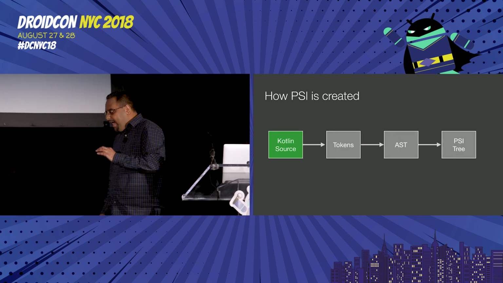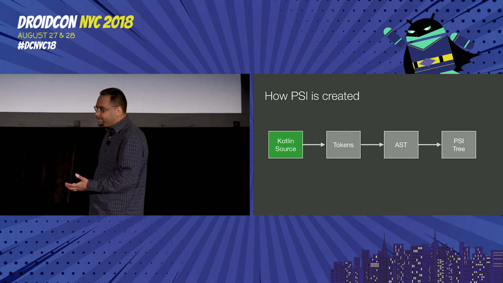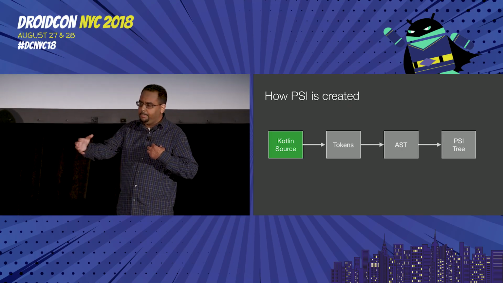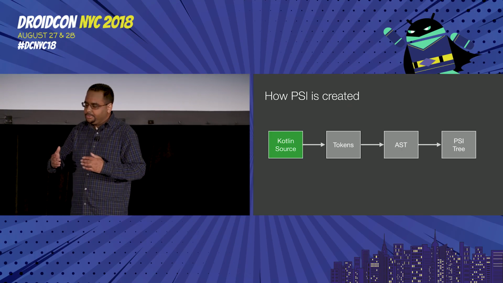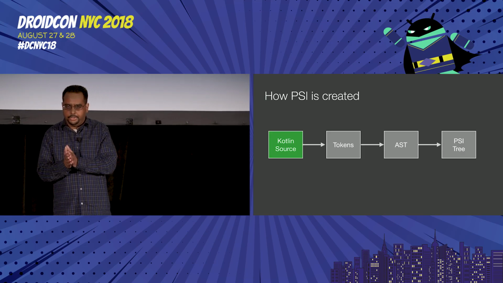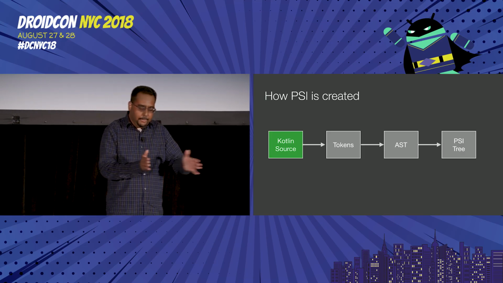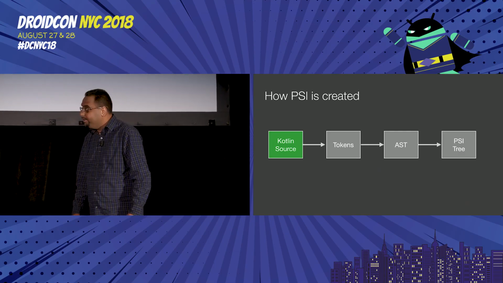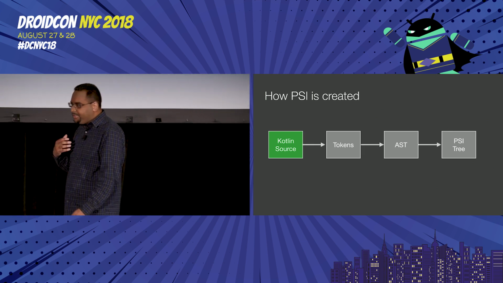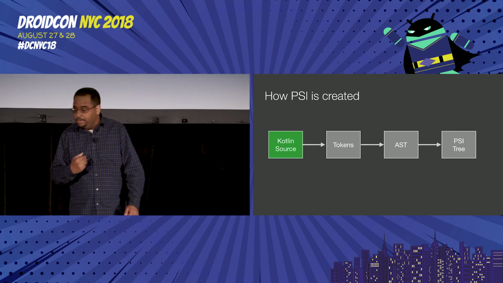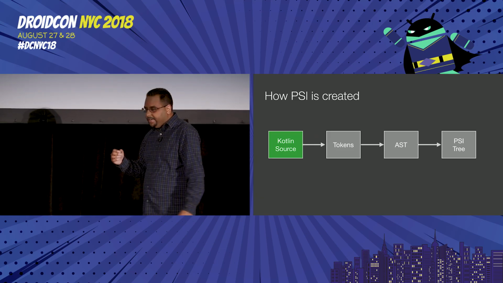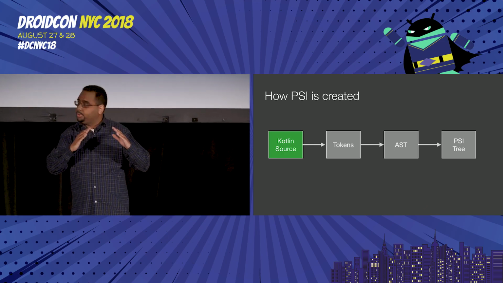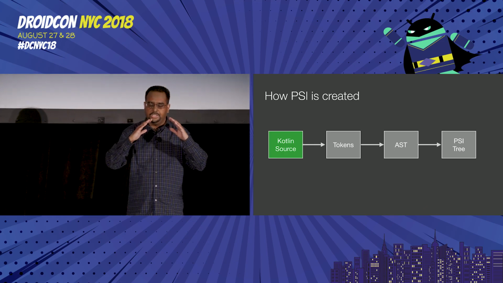Now let's look at how this tree is created by the compiler internally. When I give my source code to the Kotlin compiler, what happens? Many things happen. In addition to creating the bytecode, which happens at the end, there are many things that happen between the time that I give my source code and the time that bytecode gets generated. First, my source code gets broken down into tokens. Then an abstract syntax tree gets created, which represents the structure of my source file. And on top of it, it will create the PSI tree.